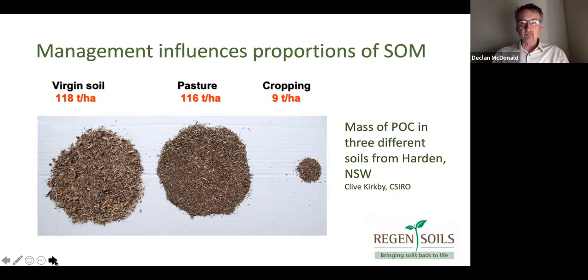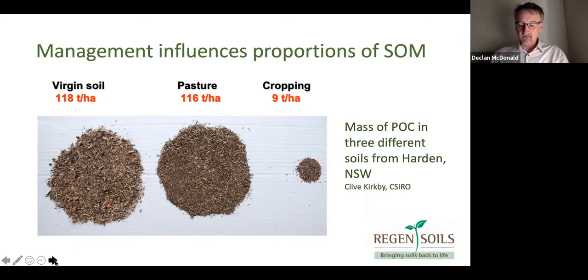And this is some work done by CSIRO a few years ago that looked at how much of the fast turning over carbon there was. The fast turning over carbon is very readily available food for soil organisms. In virgin soil, there were 118 tons per hectare of this fast turning over pool of carbon. In pasture, there were 116. In cropping, there were 9.